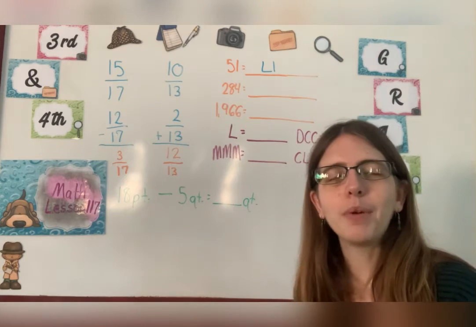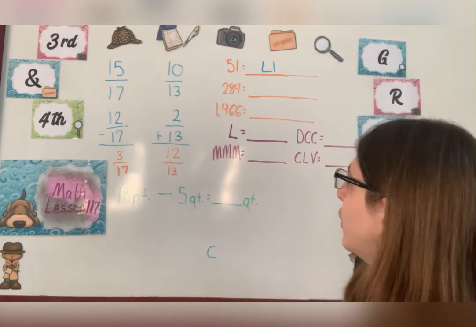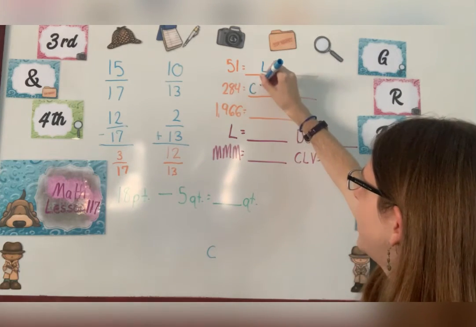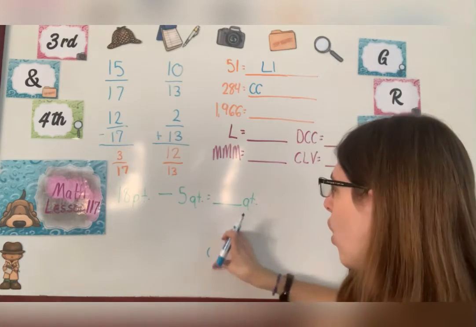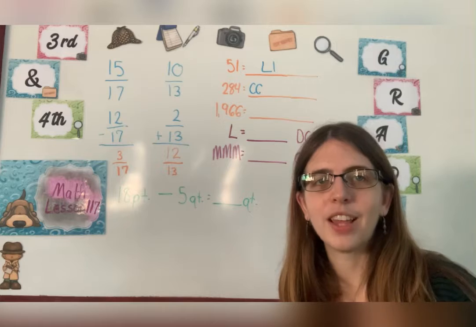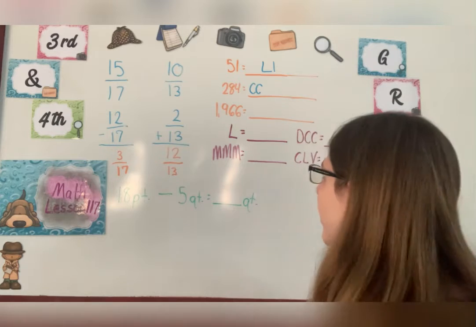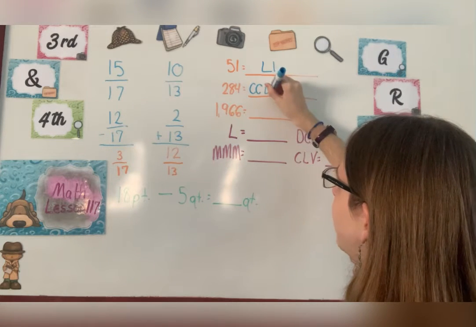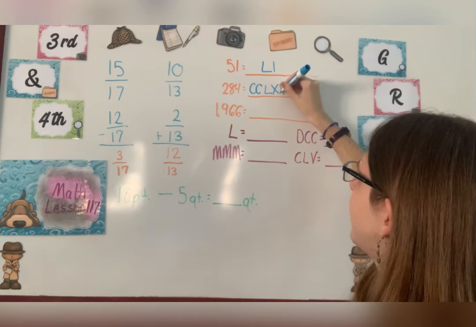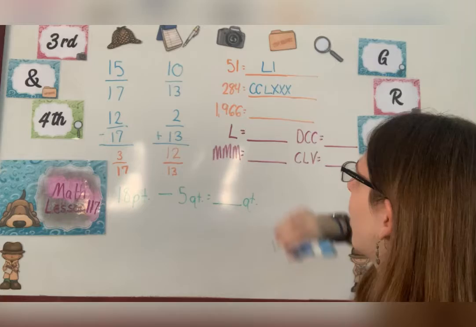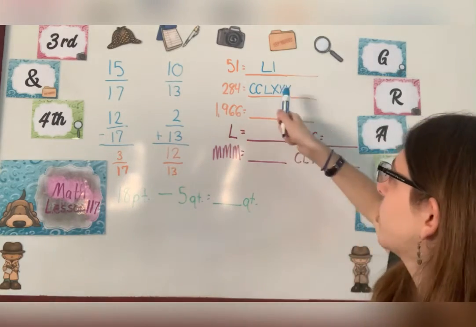284. Well, how do we write hundreds? Well, the symbol for 100 is C. So if I have two hundreds, I need two C's. 200. Now let's go to the 80. Well, I know that 10 is X, but I can't have more than 3 X's. So I have to go to my 50, and I have to add 10s to my 50. So 50 plus 10 is 60, plus 10 more is 70, plus 10 more is 80. So now I have 280.